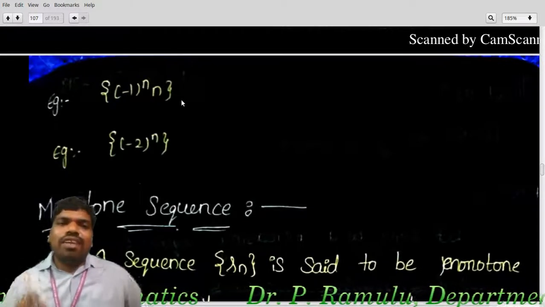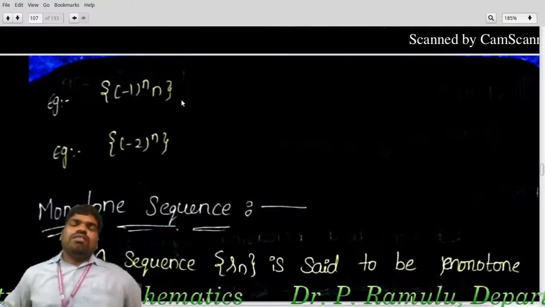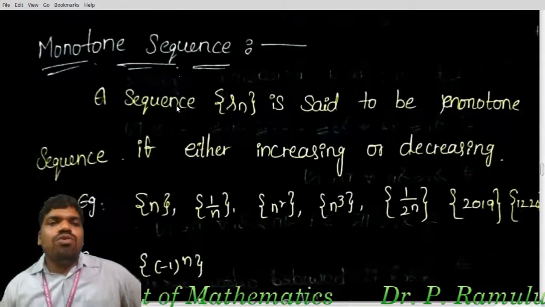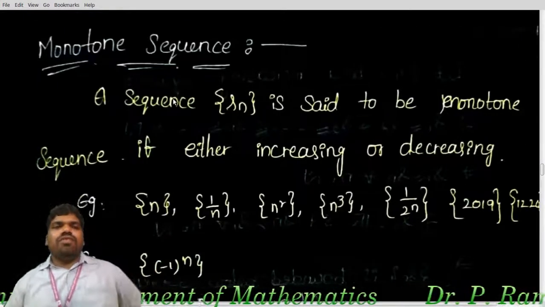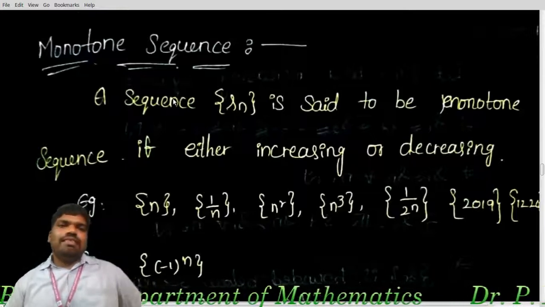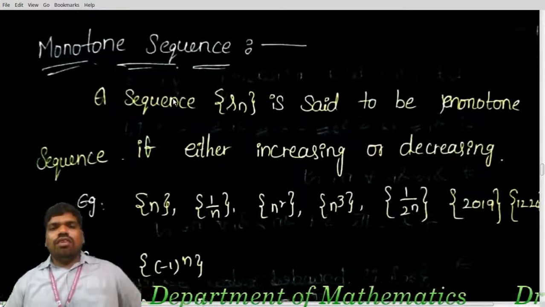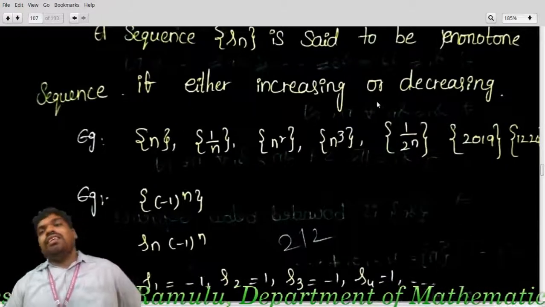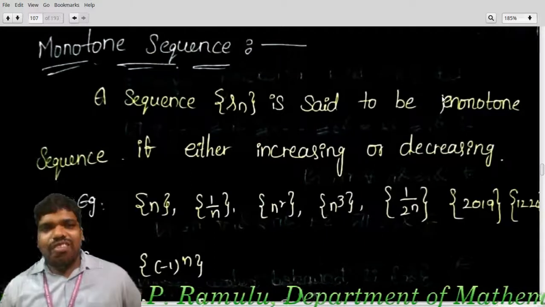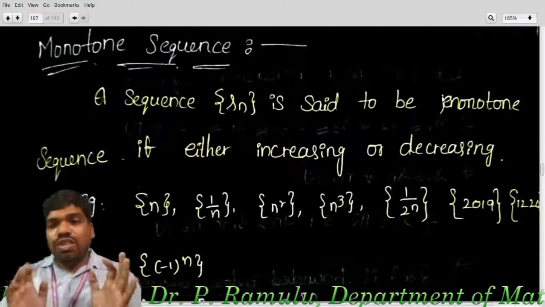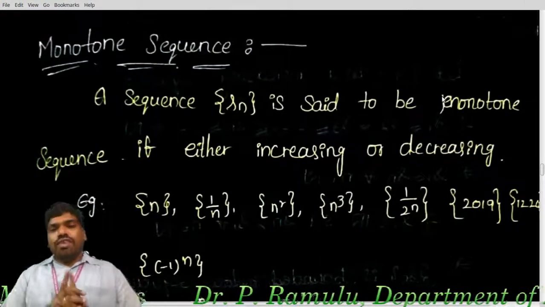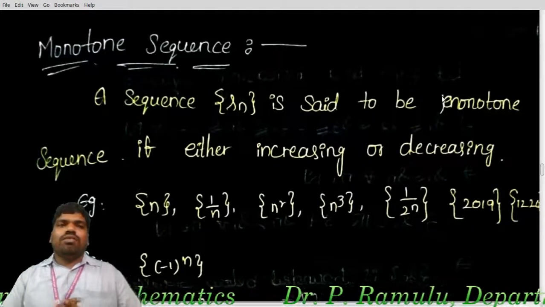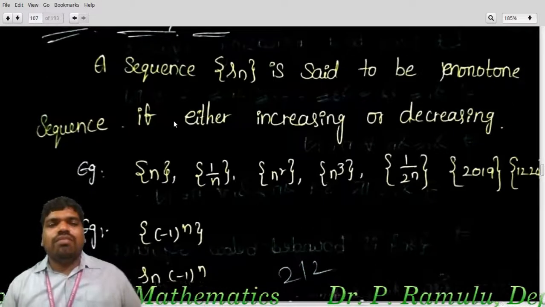That means an infinite oscillating sequence is neither increasing nor decreasing. Monotone sequence, our definition: a sequence Sn is said to be a monotone sequence if it is either increasing or decreasing. Simple, right? So this thing you have to remember.